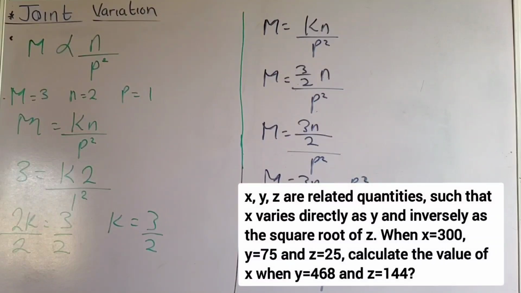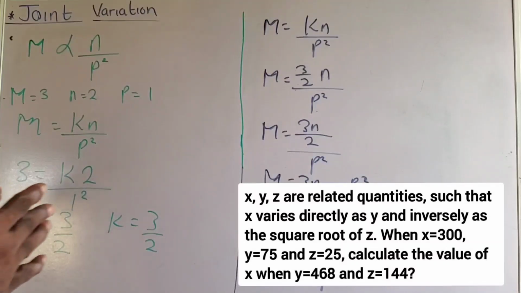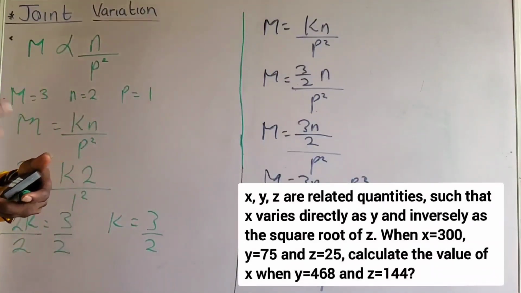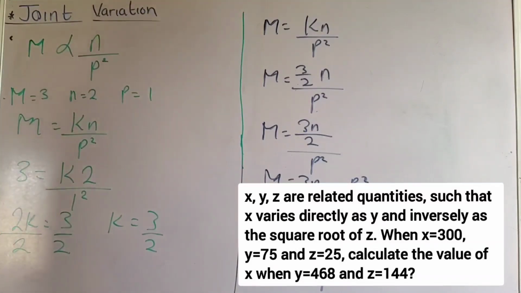X, y, z are related quantities. Okay, that's the question. X, y, z are related quantities such that x varies directly as y and inversely as the square root of z. When x equals to 300, y equals to 75, and z equals to 25, calculate the value of x when y equals to 468 and z equals to 144.